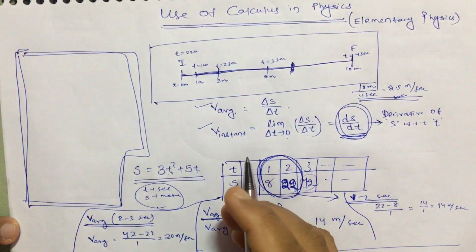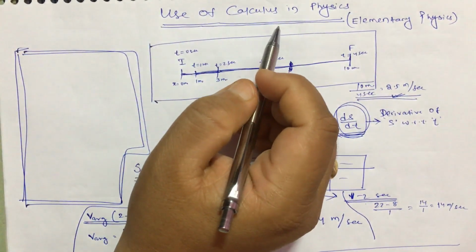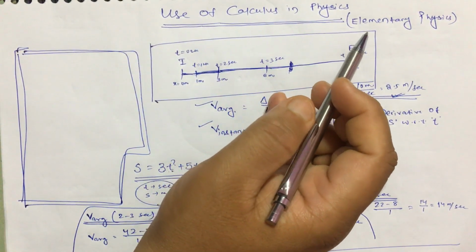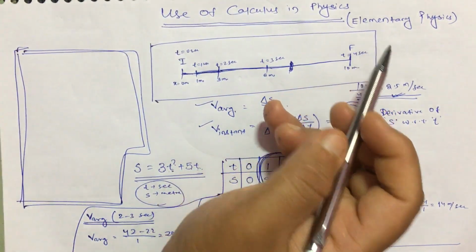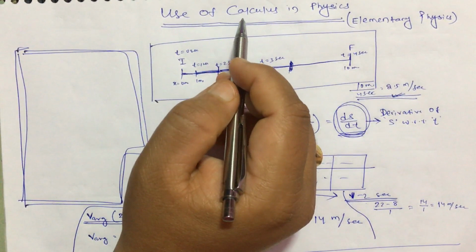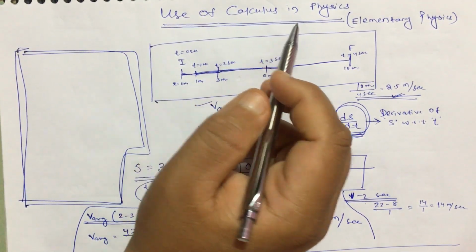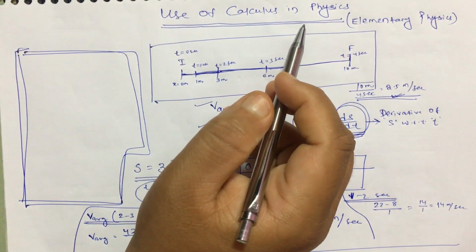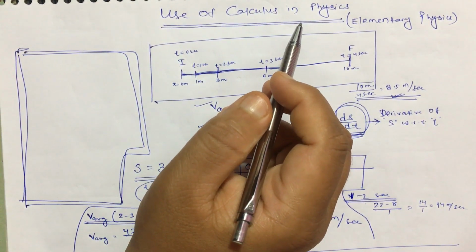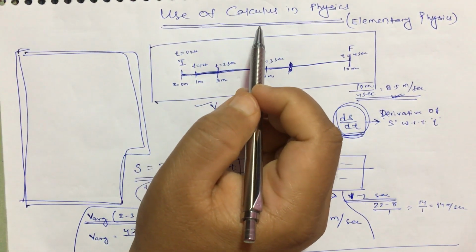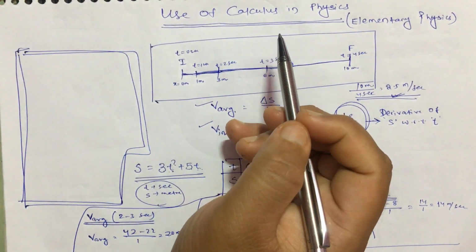So students, today's topic is the use of calculus in physics, normally in elementary physics, or I am telling about class 11, class 12 physics. Remember that calculus is a very vast topic, and it is very useful in physics, chemistry, any science topic you are studying. And we cannot cover all the topics in calculus.